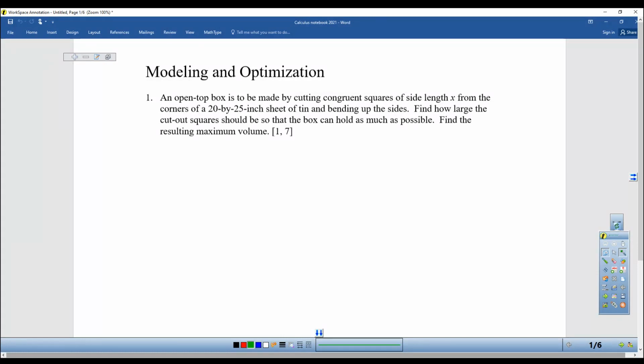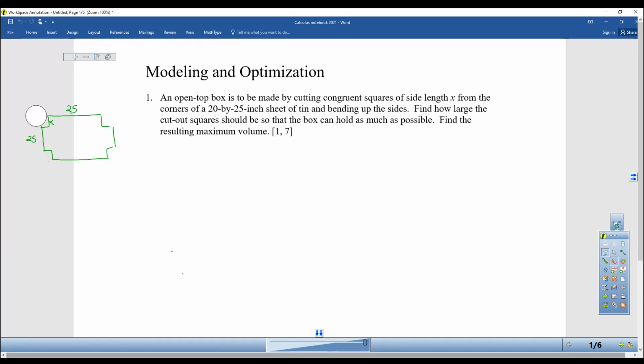An open top box is to be made by cutting congruent squares of length S from the corners of a 20 by 25 inch sheet of tin and bending up the sides. So here's my sheet of tin. And I'm going to make little cuts. They're going to be side length X, and they're little squares. And let's actually cut them. So I cut them like that.